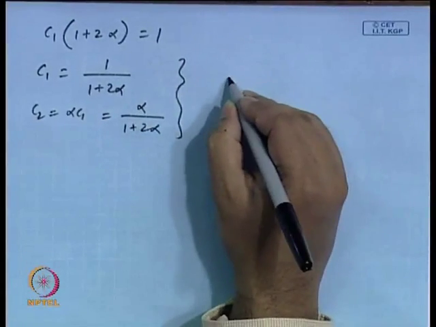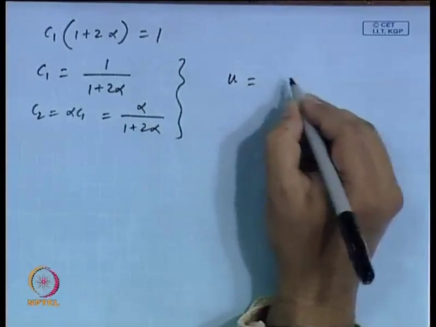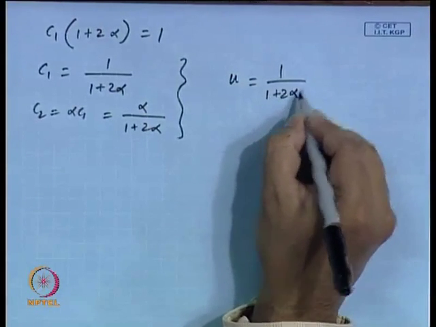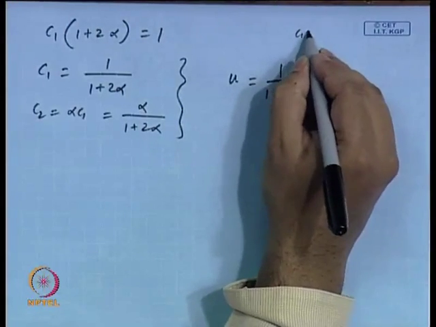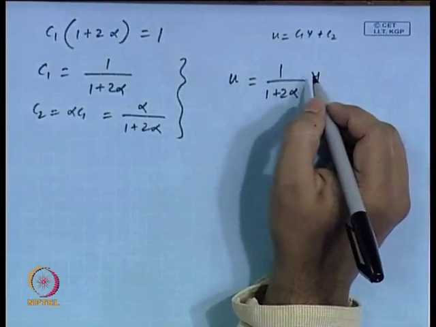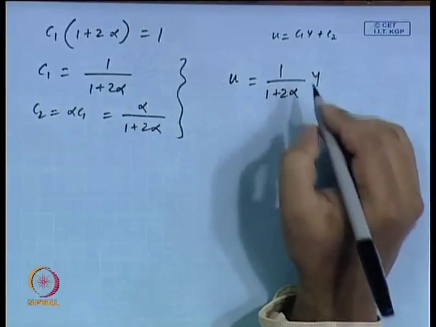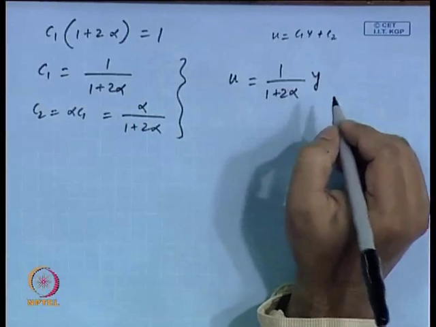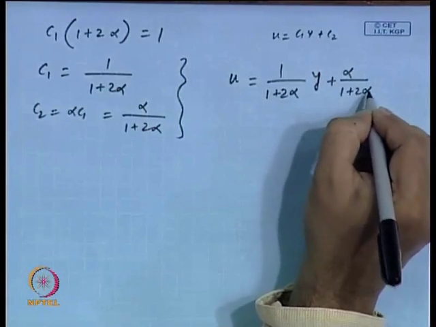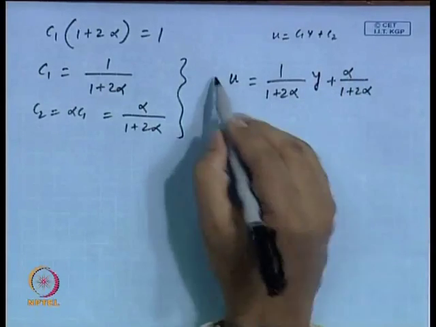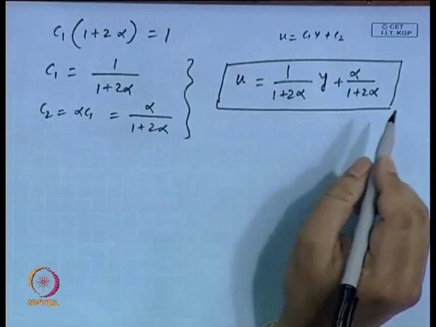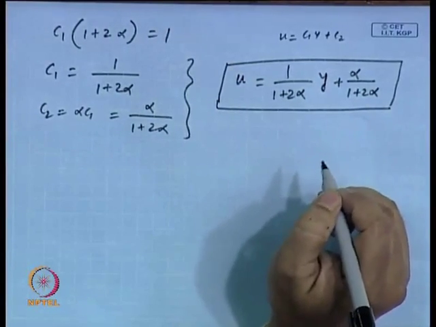So, if somebody now wants to write what is the expression for u, he will be writing u is equal to c 1 y plus c 2, right? That was the general expression for u, but now we are putting the c 1 and c 2. So, u is equal to 1 by 1 plus 2 alpha into y plus alpha by 1 plus 2 alpha, that is c 2, that is a constant. So, this is the expression for u, considering slip flow boundary condition.